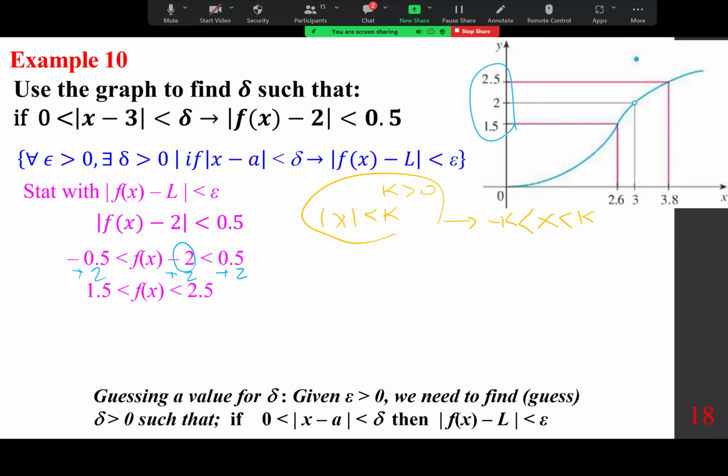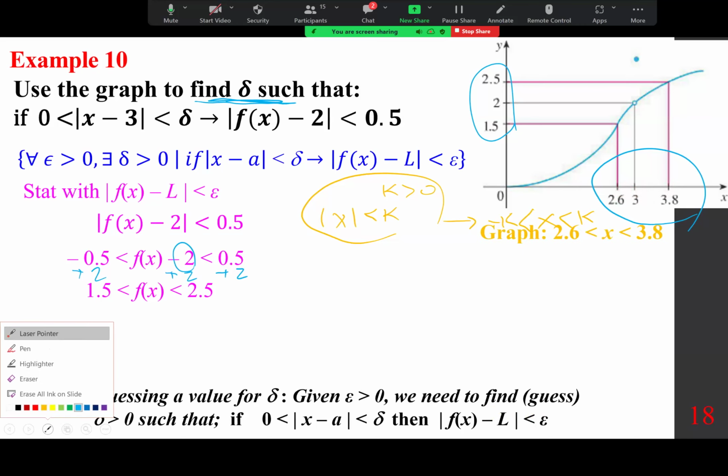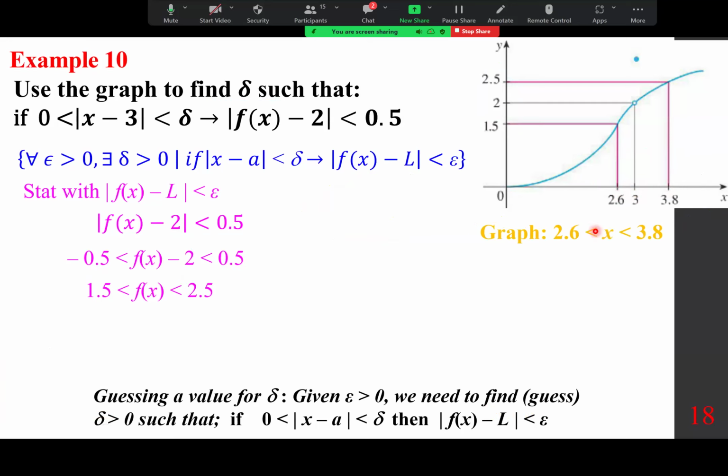Now, what do we want to find? Delta. Just to find the delta, you really have to look at the graph. And you have to look at each distance, meaning this number from 3 and this number from 3.8. So let me just erase again. So we are looking at this. x is somewhere between 2.6 and 3.8. What should be this distance? Well, let's calculate this distance and this distance.